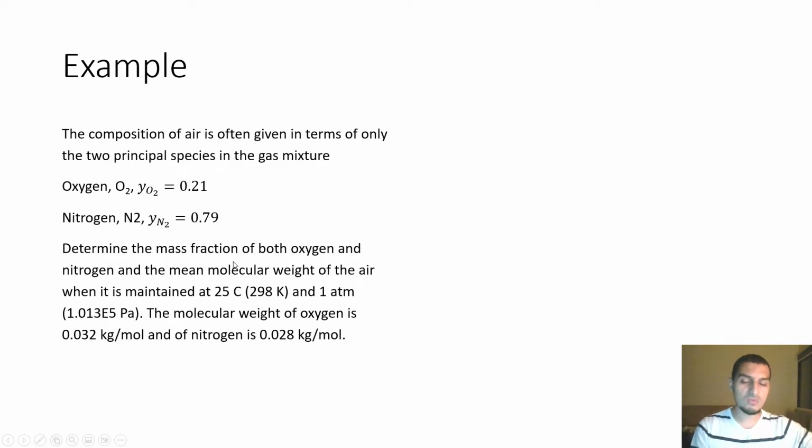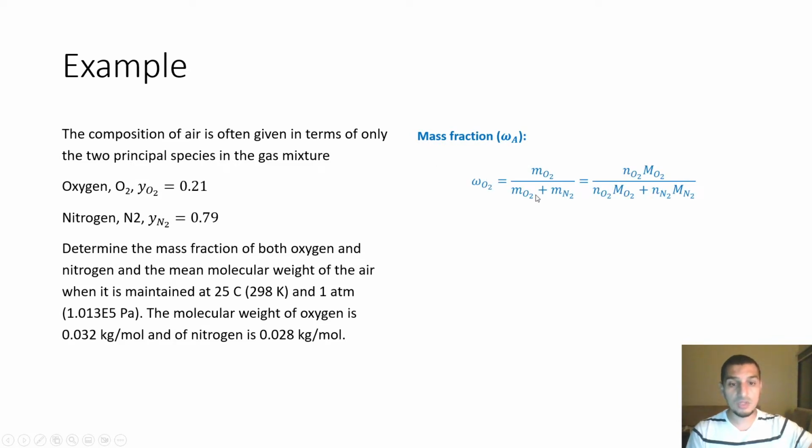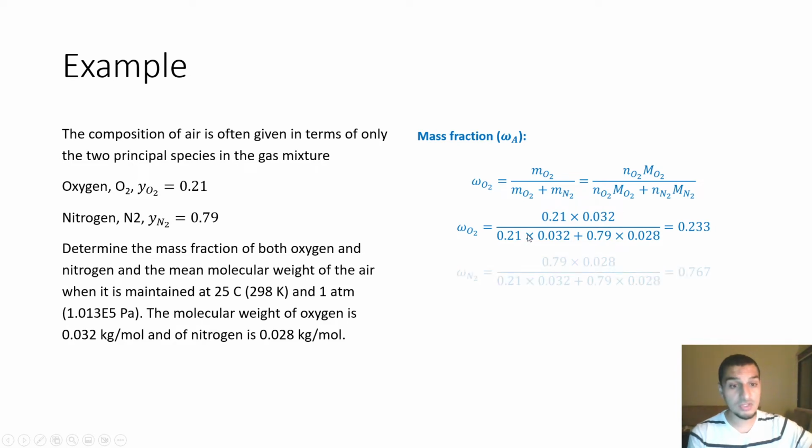And as we said, we start with the definition. So for the mass fraction, it is the mass divided by the total mass, which I can put in the terms of number of moles and the molecular weight. And if I divide up and down by the total number of moles, I'm gonna end up with the mole fractions. So this is the information that I have. So from this I can get the mass fraction of oxygen, and the same for nitrogen.